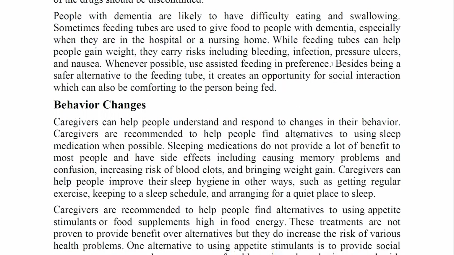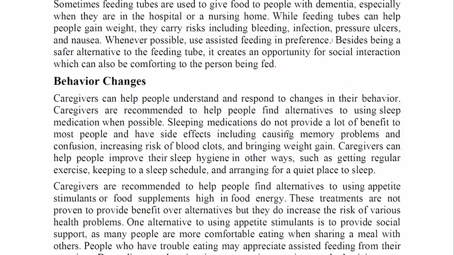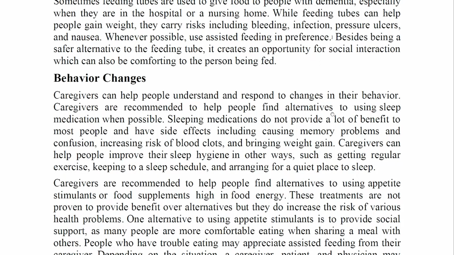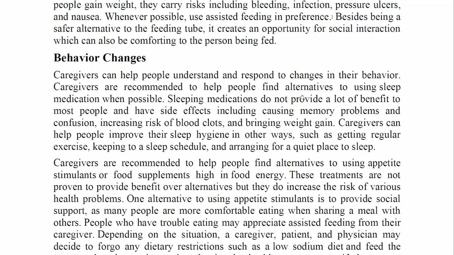People with dementia are likely to have difficulty eating and swallowing. Sometimes feeding tubes are used to give food to people with dementia, especially when they are in the hospital or a nursing home. While feeding tubes can help people gain weight, they carry risks including bleeding, infection, pressure ulcers, and nausea. Whenever possible, use assisted feeding in preference. Besides being a safer alternative to the feeding tube, it creates an opportunity for social interaction, which can also be comforting to the person being fed.